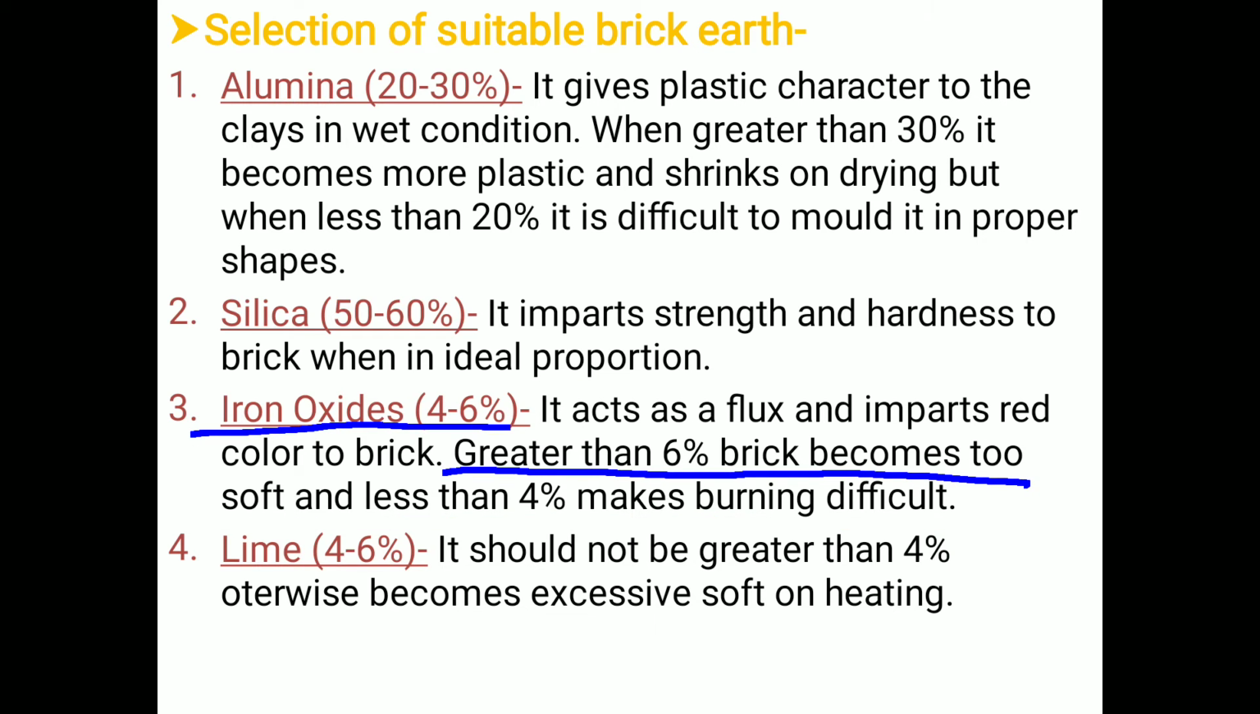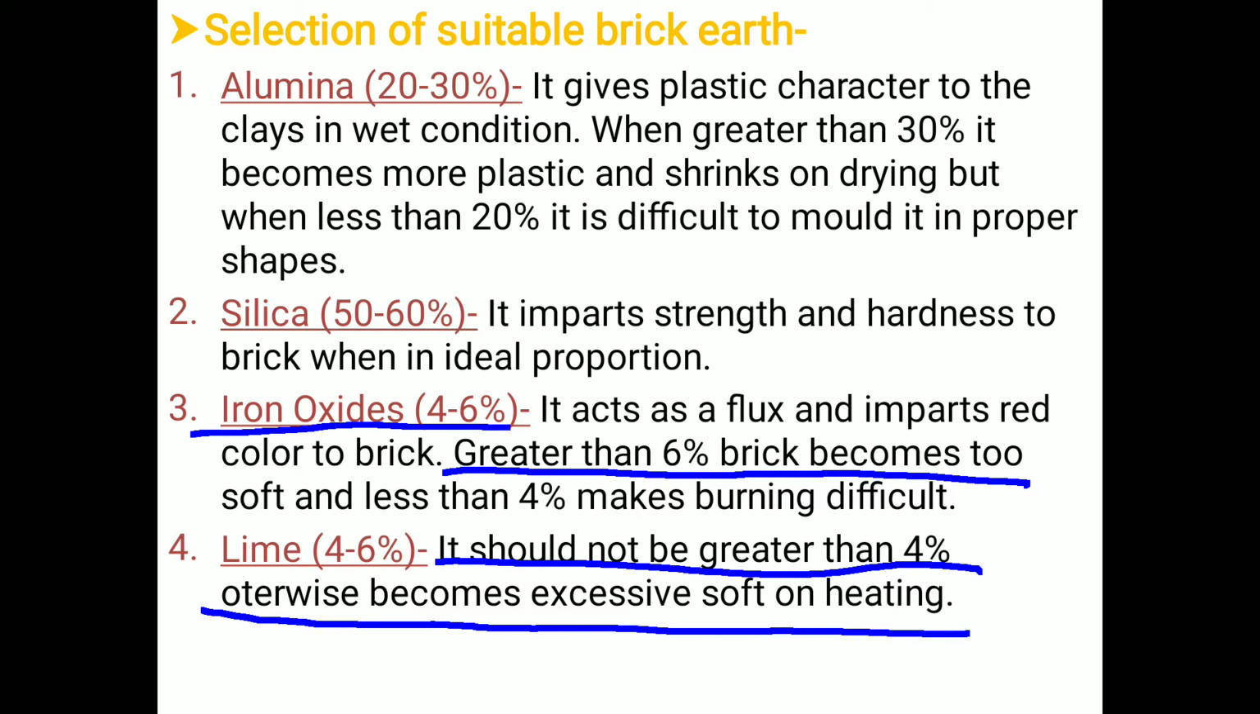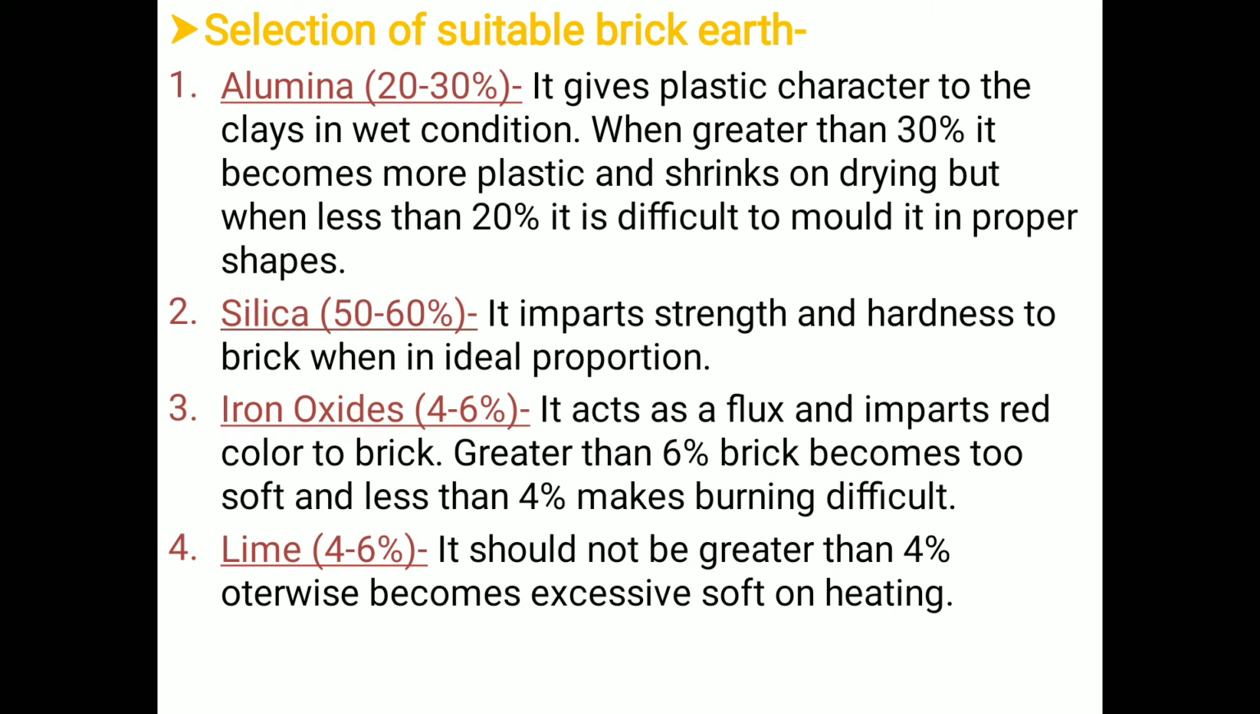And the last one is lime. The percentage of lime is the same as that of iron oxide, 4 to 6%. Remember that lime also gives the plastic characteristic to the brick, but it should not be greater than 4%, otherwise it becomes excessively soft on heating. So the percentage of lime is also fixed. Another constituent is magnesia, which is also present in the clay of the brick. This is all about the selection of suitable brick earth.